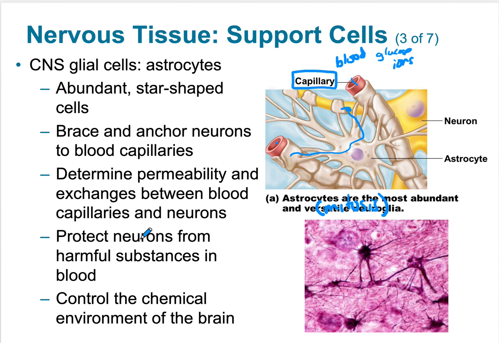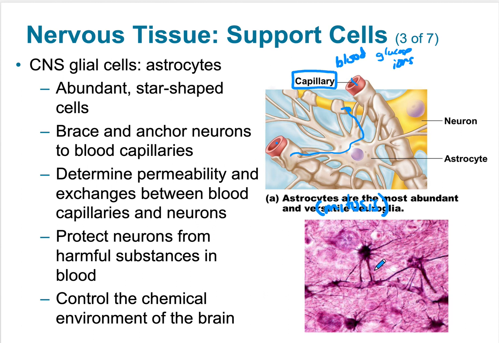They protect the neurons from harmful substances in the blood, like alcohol, toxins, and microorganisms, making sure those things don't come in contact with the neuron. So these are the protectors, really important structures. They also control the chemical environment of the brain. They can detect if there's too much potassium, not enough sodium, or not enough glucose, and regulate those ions to keep the chemical environment within the brain and neurons at the right level. So they maintain the homeostasis of these cells.